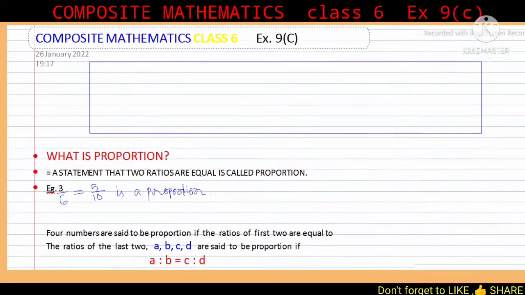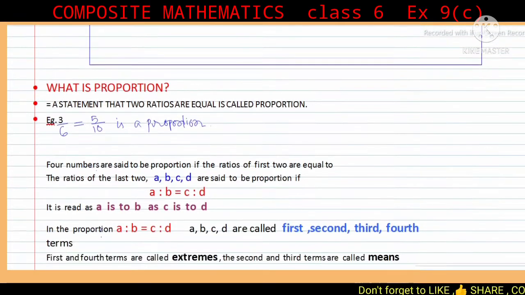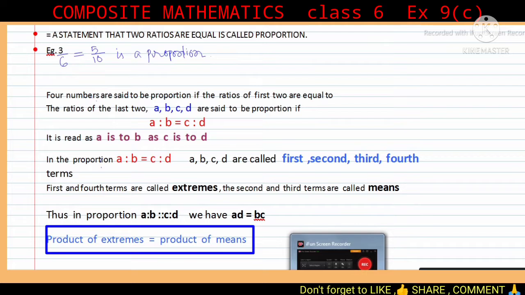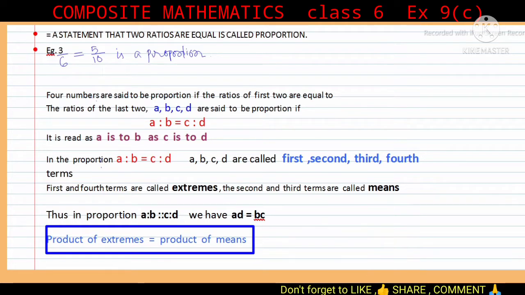a is to b is equal to c is to d. It is read as a is to b as c is to d. In the proportion a is to b equals c is to d, a, b, c, d are the first, second, third and fourth terms. The first and fourth terms are called extremes, and the second and third terms are called means.